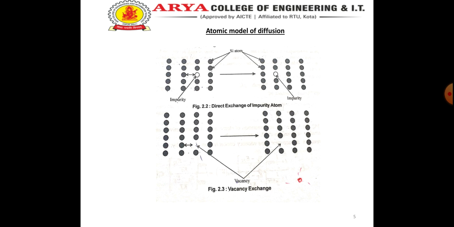If we insert an impurity atom into the crystal, the atom may sit between lattice sites in an interstitial position. The atom may also substitute the silicon atoms in lattice sites. There are two kinds of exchange according to the atomic diffusion model. First is direct exchange and second is vacancy exchange. In direct exchange, at least 6 bonds must be broken, while in vacancy exchange, only 3 bonds must be broken, as shown in this figure. So vacancy exchange is preferred for substitutional impurity.